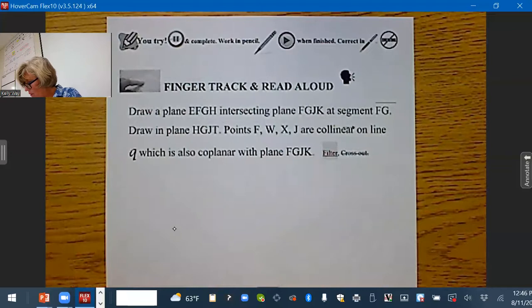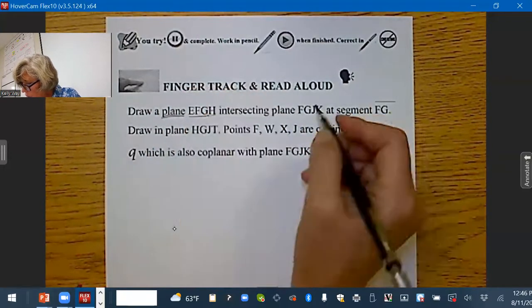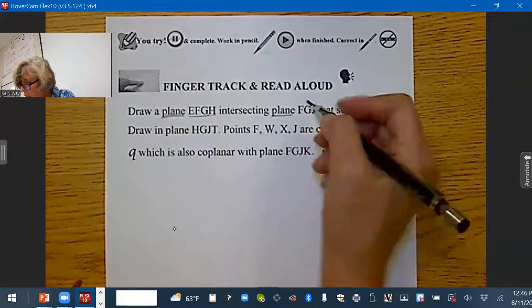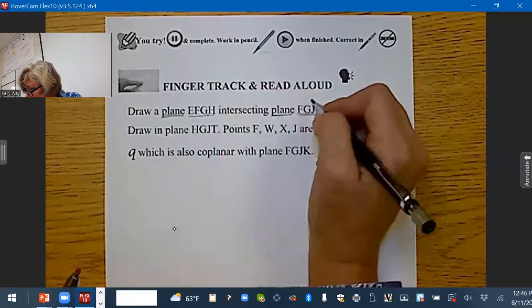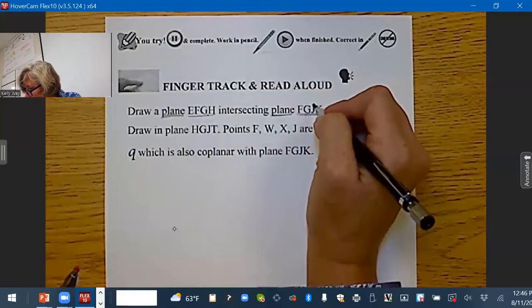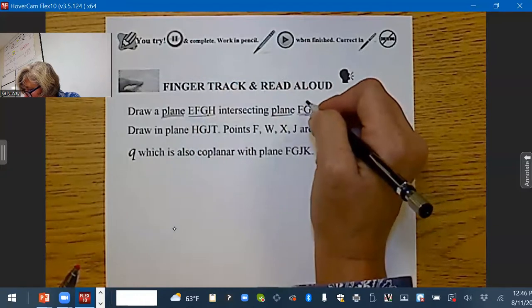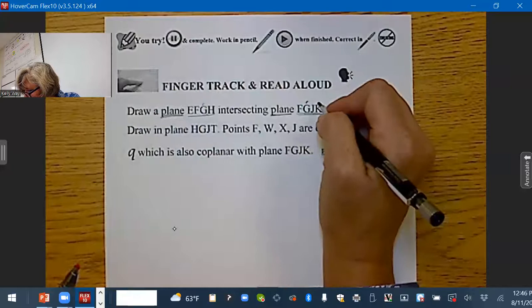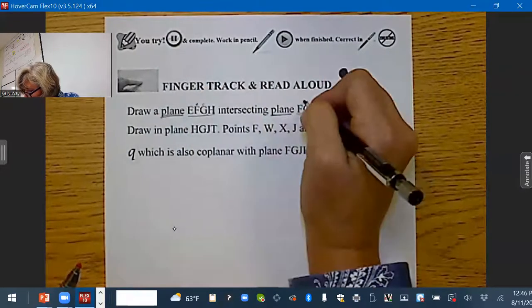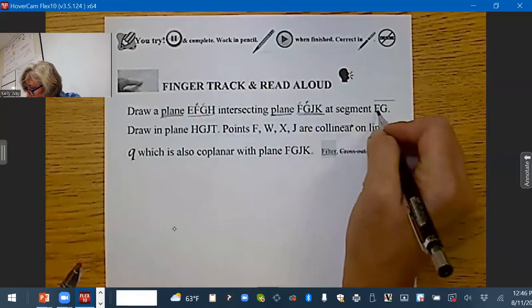So filtering. I have one plane, EFGH. I have a secondary plane, completely distinct, FGJK. Same letter, same point. Look very carefully. What are the same letters and the same point? I see a G, I see a G, and I see an F, and I see an F. Notice that carries over. At segment FG.